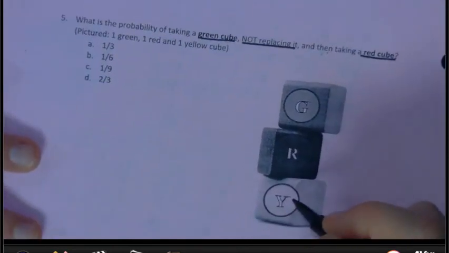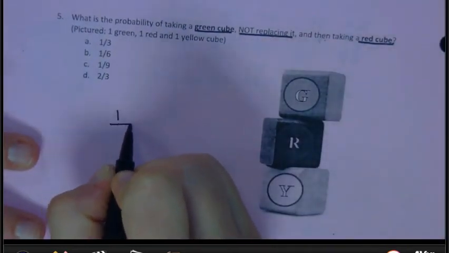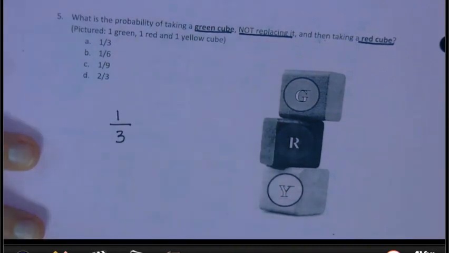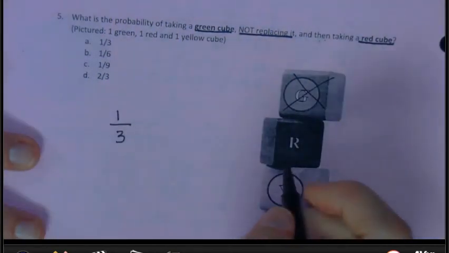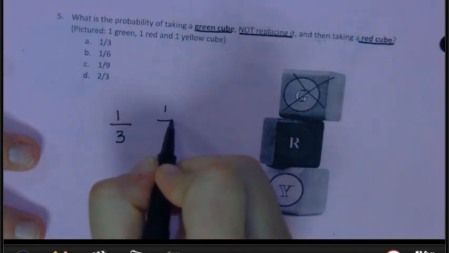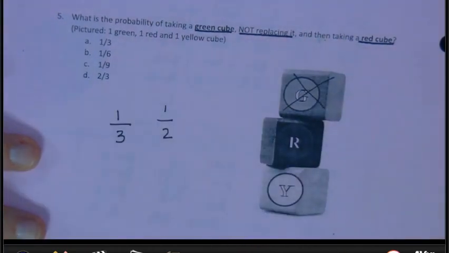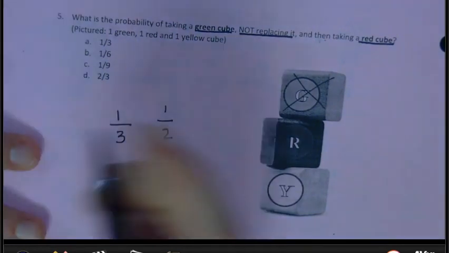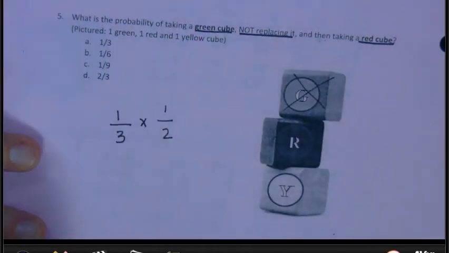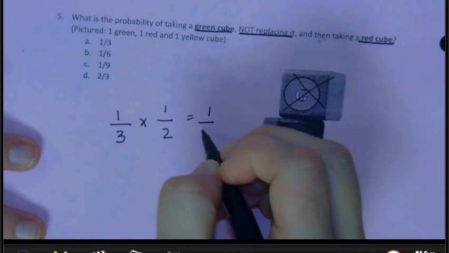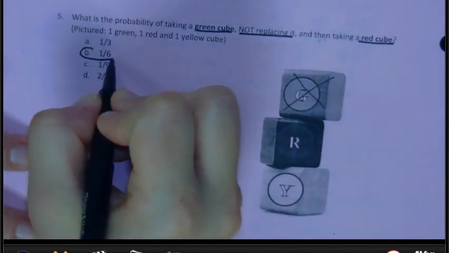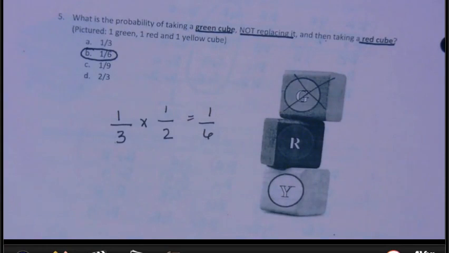So if I pick up a green cube, I have a 1 out of 3 chance of getting a green cube. If I do not replace this green cube, I now have a 1 out of 2 chance to get a red cube. And I'm going to take my probabilities and multiply them. So 1 times 1 is 1, 3 times 2 is 6. So I should have a 1 out of 6 chance to get a green first, then a red.